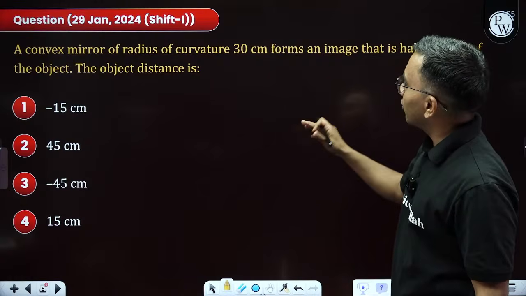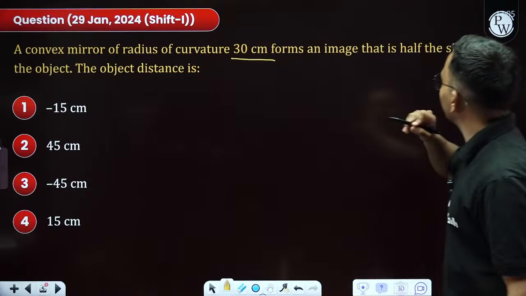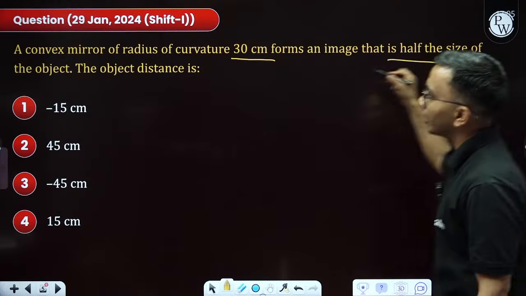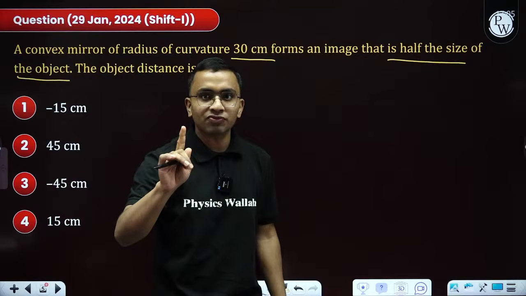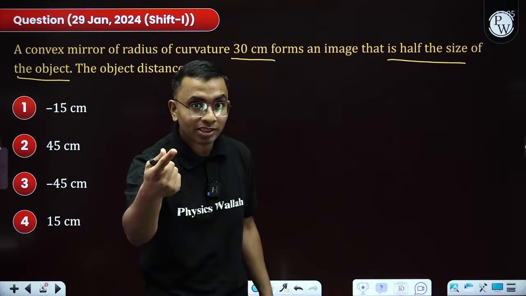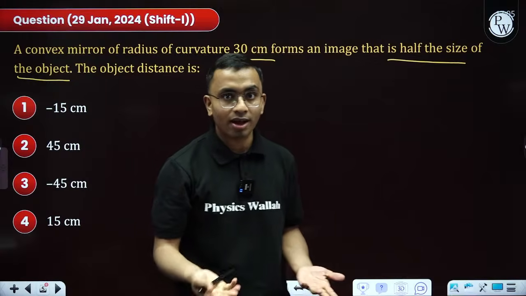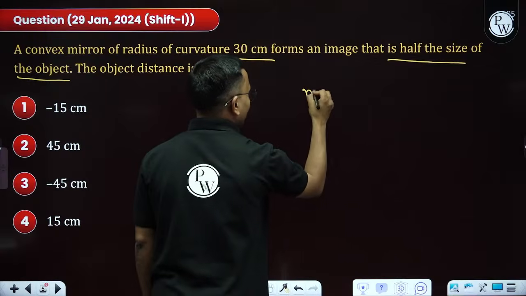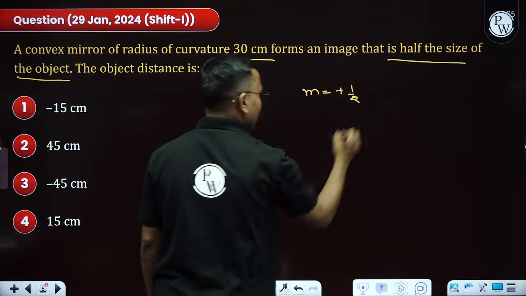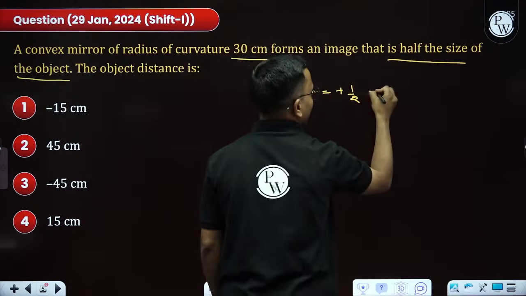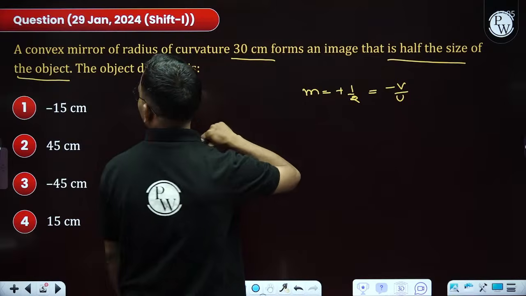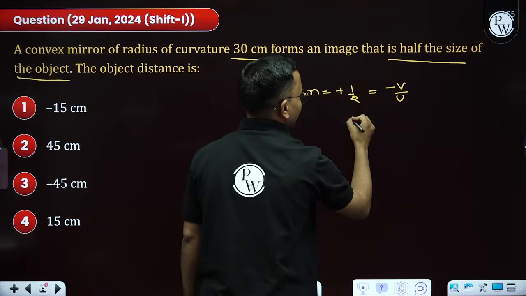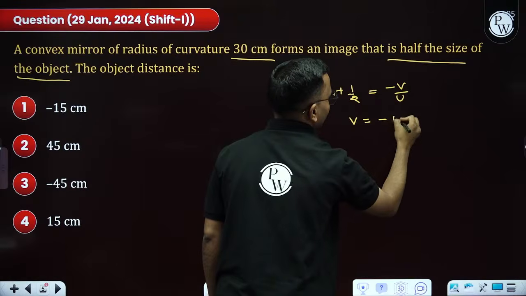A convex mirror of radius 30 centimeter forms an image that is half the size of object. So magnification is 1 by 2. It should be plus 1 by 2 or minus 1 by 2? It's a convex mirror, na? It should be plus 1 by 2. So magnification is plus 1 by 2. Now you write it. Magnification we know for a mirror is minus V by U. Okay, V and U relation we got. So I can say V is equal to minus U by 2.